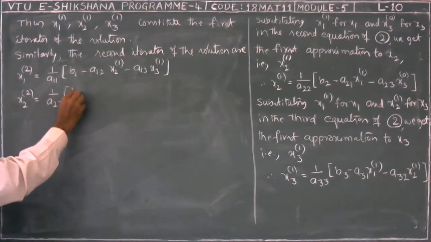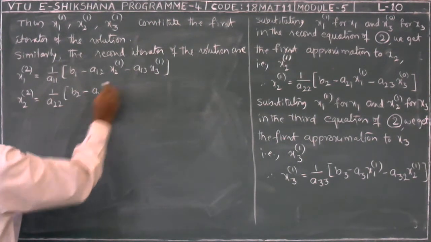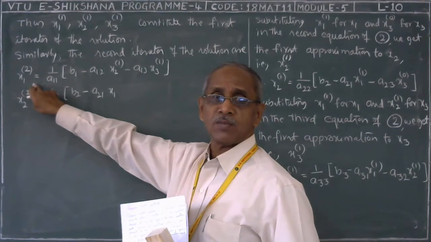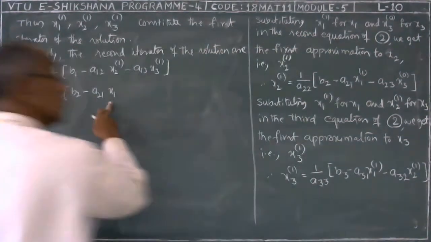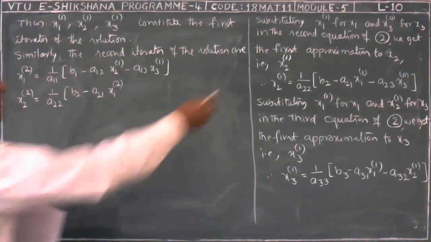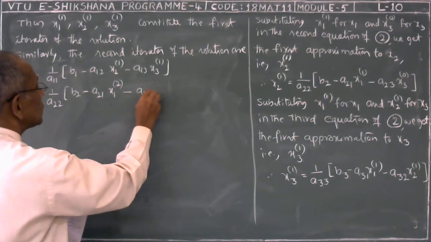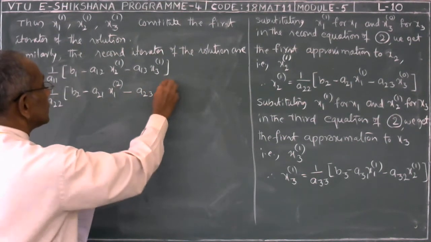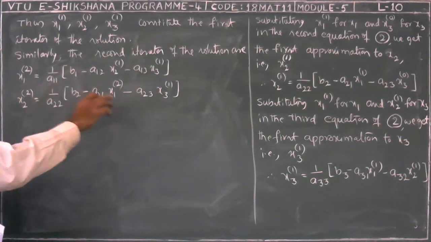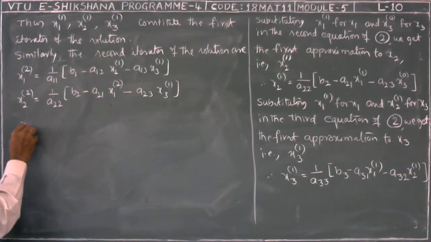a21 x1 2. Now here we have to be careful. The second approximate of x1 that was already obtained should be used here. So replacing x1 by x1 2, a21 x1 2, minus a23 x3 1, since we still don't know x3 2. Now x1 2 and x2 2 are both known, so use those in the third equation to obtain the second approximation to x3.